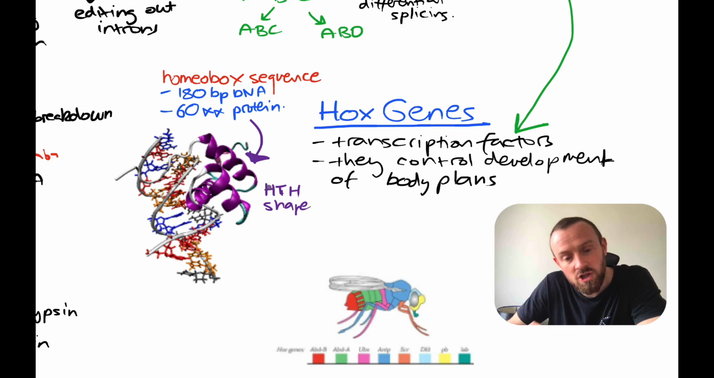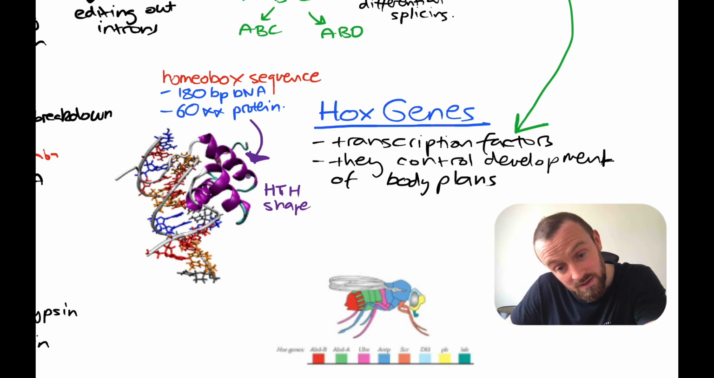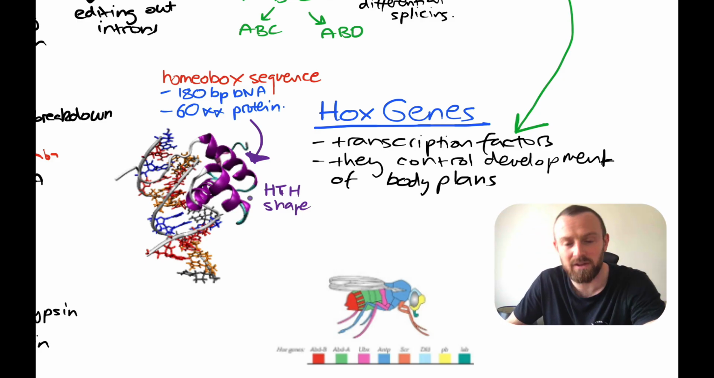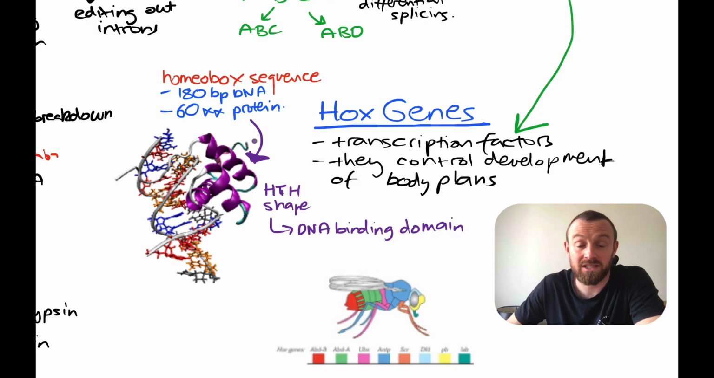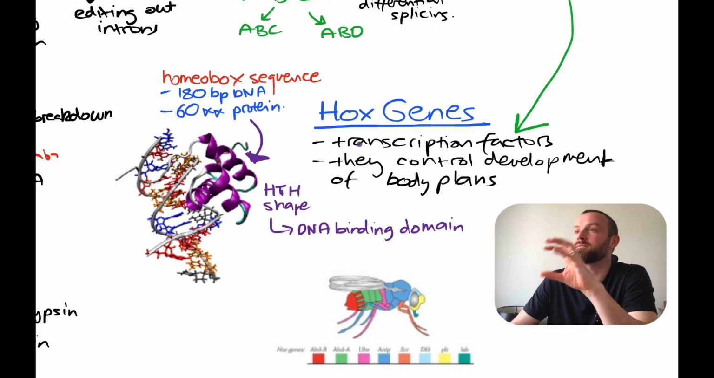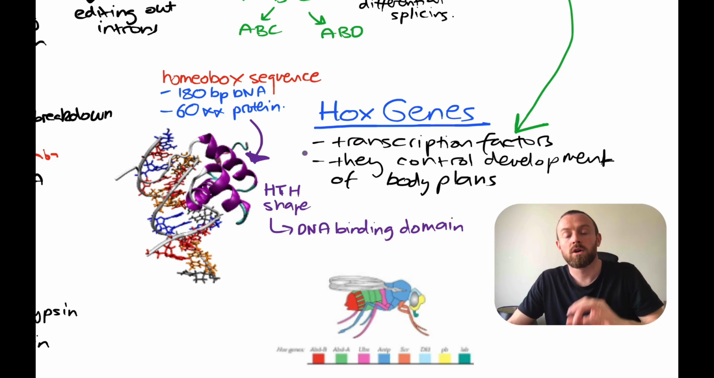It's an alpha helix, a turn, and another alpha helix. You can just about see it here. There's one alpha helix, and there's a turn, and then there's another alpha helix. And it's a DNA binding domain, okay? DNA binding domain. So this is the part of the Hox gene transcription factor that actually binds DNA. So this is a kind of tricky definition here. Not all homeobox sequence genes are Hox genes, but every Hox gene has a homeobox sequence.